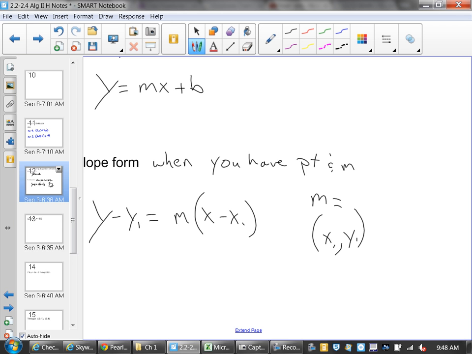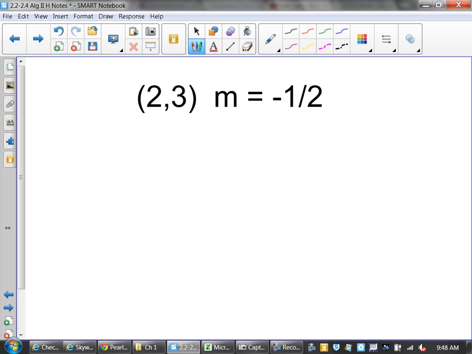So what happens now is that you get an example like this, where you have a point, (2, 3), and a slope of negative 1/2. I'm going to ask you to use the point and the slope and rewrite it into slope-intercept form. So once again, all you have to be able to do is remember the equation for point-slope. I wrote that down.